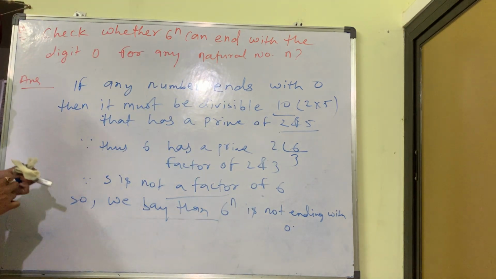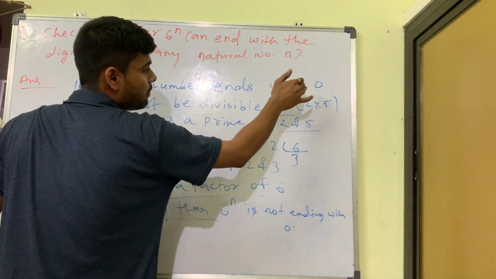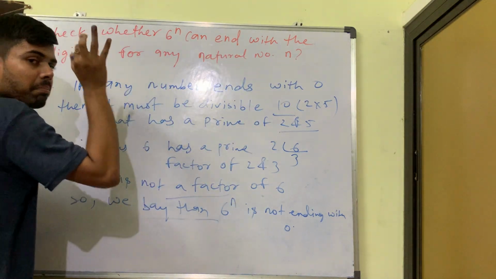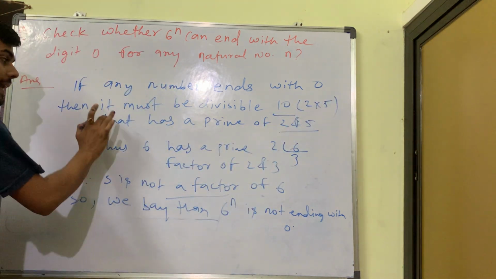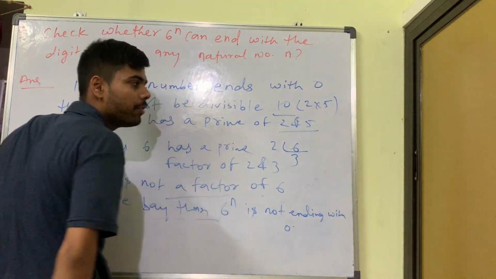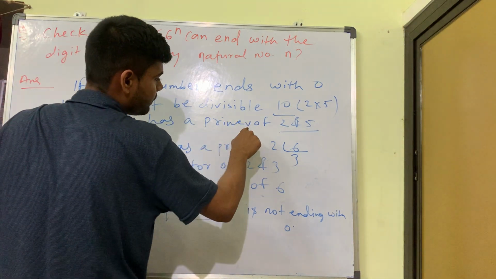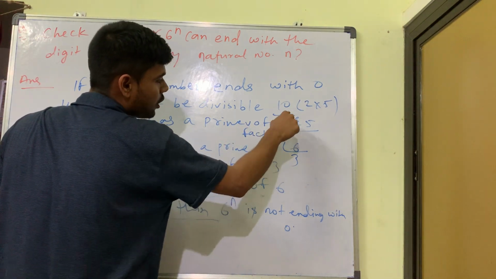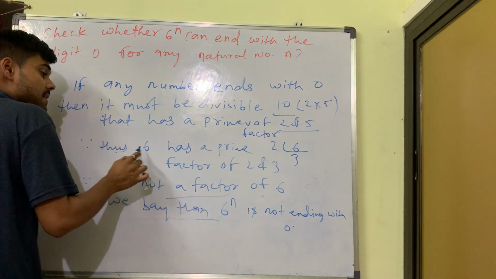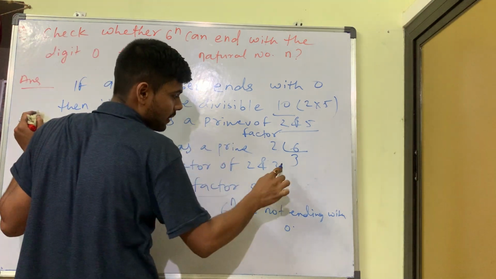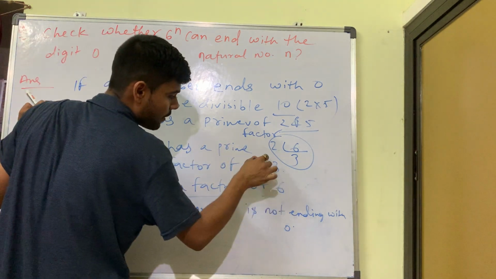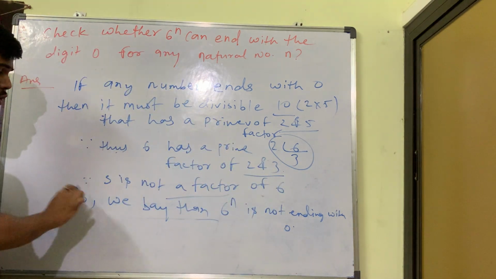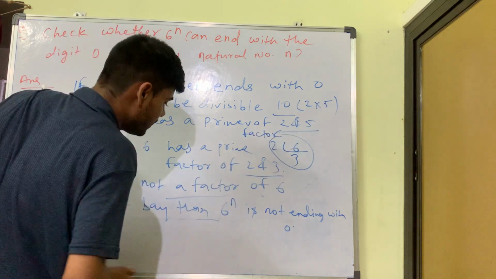So understand again. Any number that will end with 0 must be divisible by 10. It means 2 into 5, that has a prime factor of 2 and 5. So 6 has a prime factor 2 and 3. Why? Because now I check here, 5 is not a factor of 6. In that 5 has not come. So 5 is not a factor. So we say that 6 power n is not ending with 0.